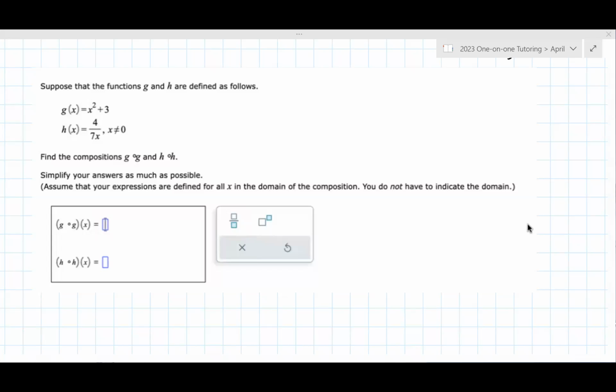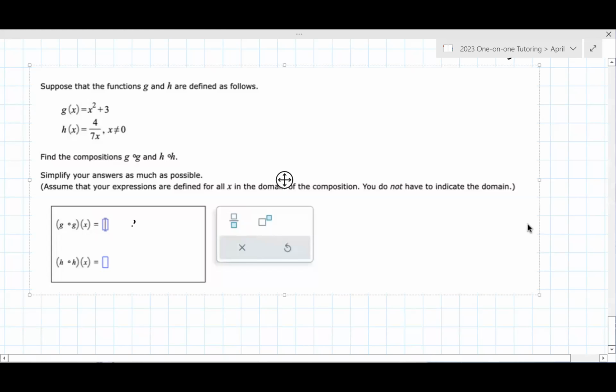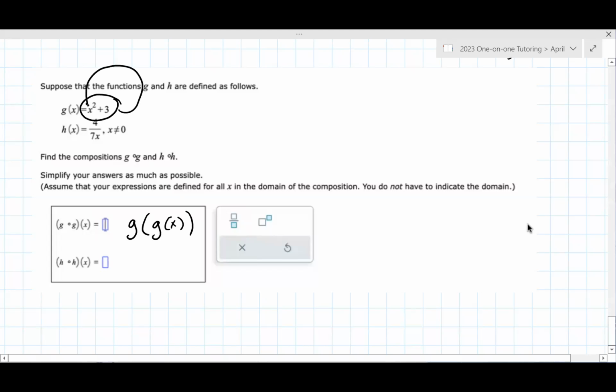There it is. So g bubble g of x really means g of x. Take g of x and put it back in there. So you're going to take this x squared plus 3 and put it into the x. So that becomes x squared plus 3 squared plus 3.